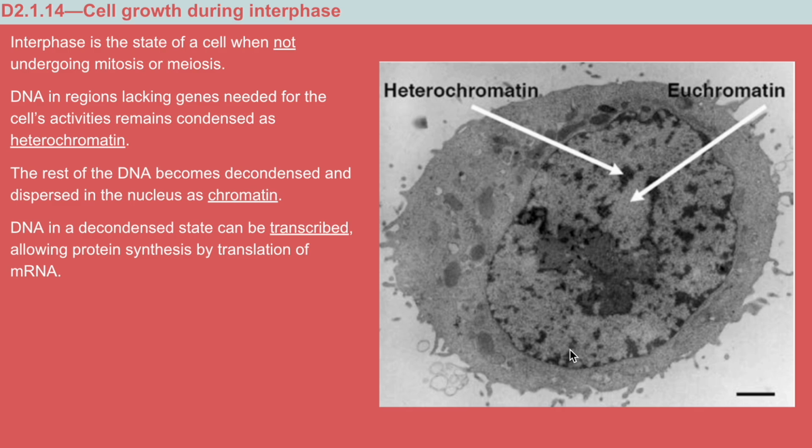Because remember, only the parts of the gene that code for proteins that are relevant to that cell's job are going to need to be protein synthesized through transcription and translation. On the other hand, chromatin, or sometimes referred to as euchromatin, is going to be the more decondensed part of the DNA that actually goes through transcription and translation to make proteins.